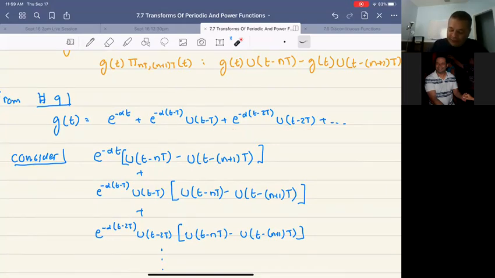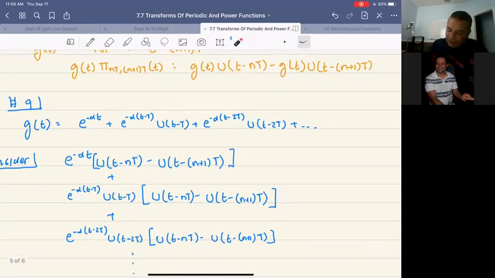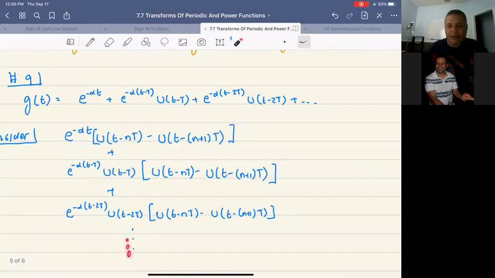So I'm going to multiply each one of these by the appropriate window function. And it's the window function from nt to n plus 1t. So this is the window function, nt to n plus 1t. Same here. Okay, and we're just going to keep going. I could keep going forever and ever. So I got to figure out what's going on when I take u of t minus t times a window function. All right, let's go to the next page.